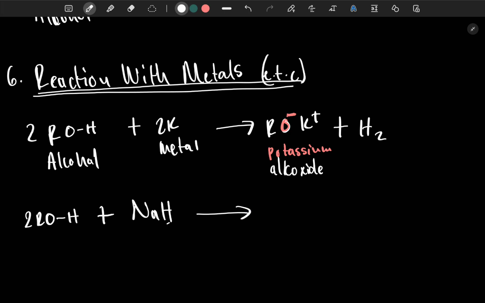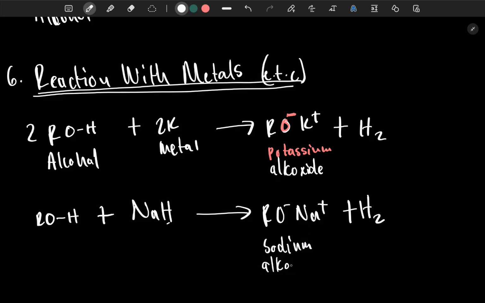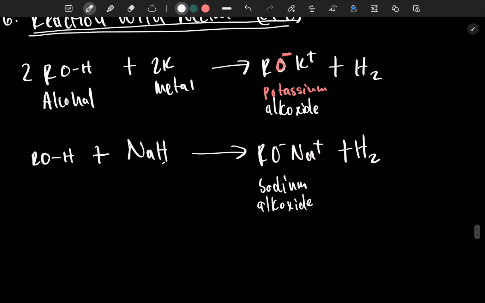What's going to change in here is that we don't need to put 2 moles each. It's going to be just one more. So in here, it'll be ROH plus NaH. And acid plus metal hydride is the same thing, salt plus hydrogen. So it's going to be R, then O minus Na plus, then hydrogen. So the only thing is, this time I didn't need 2 moles of anything. And that is it. Salt plus hydrogen. And what's your salt? Sodium alkoxide. That's my salt, plus hydrogen. You are done.